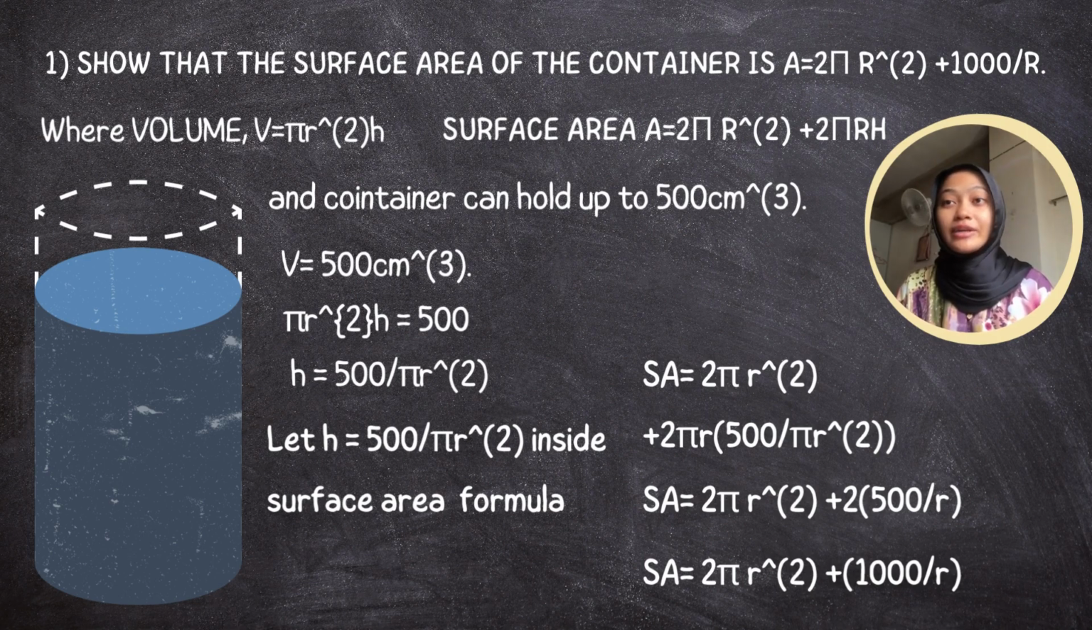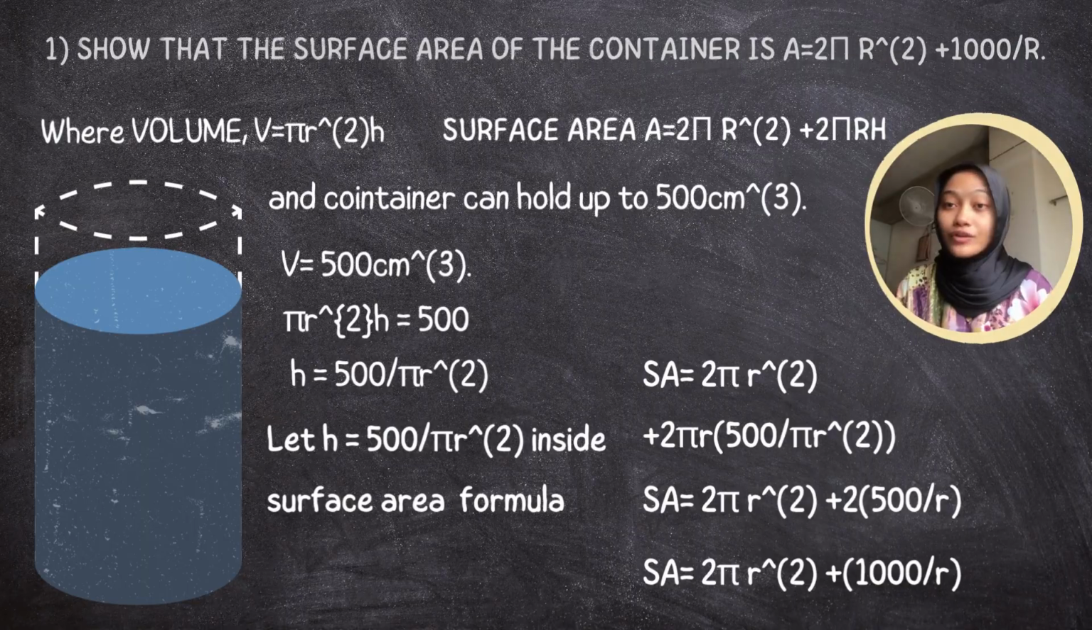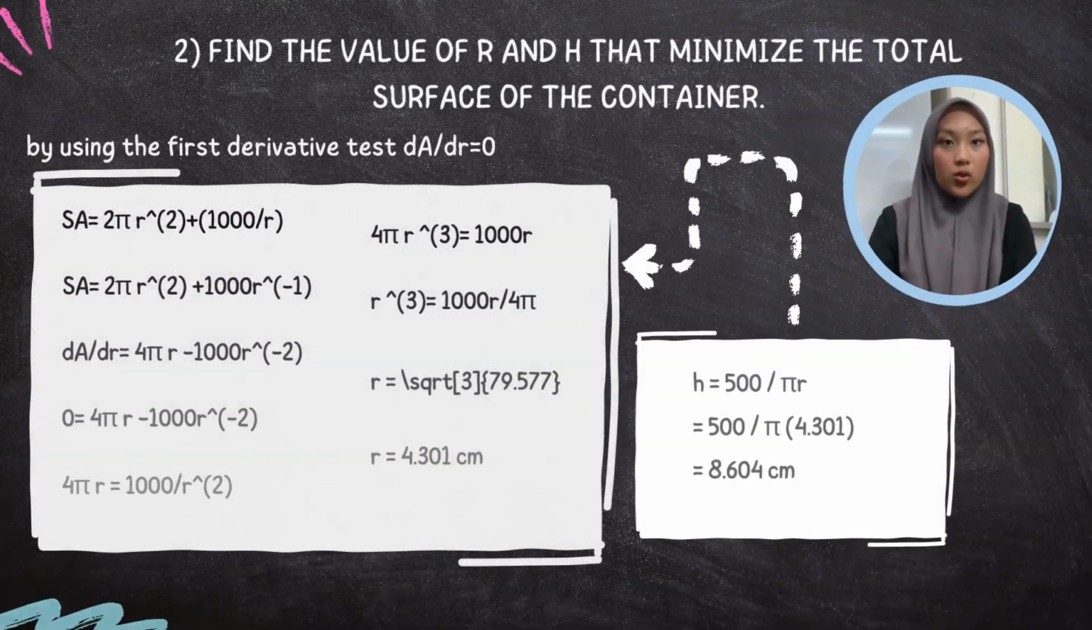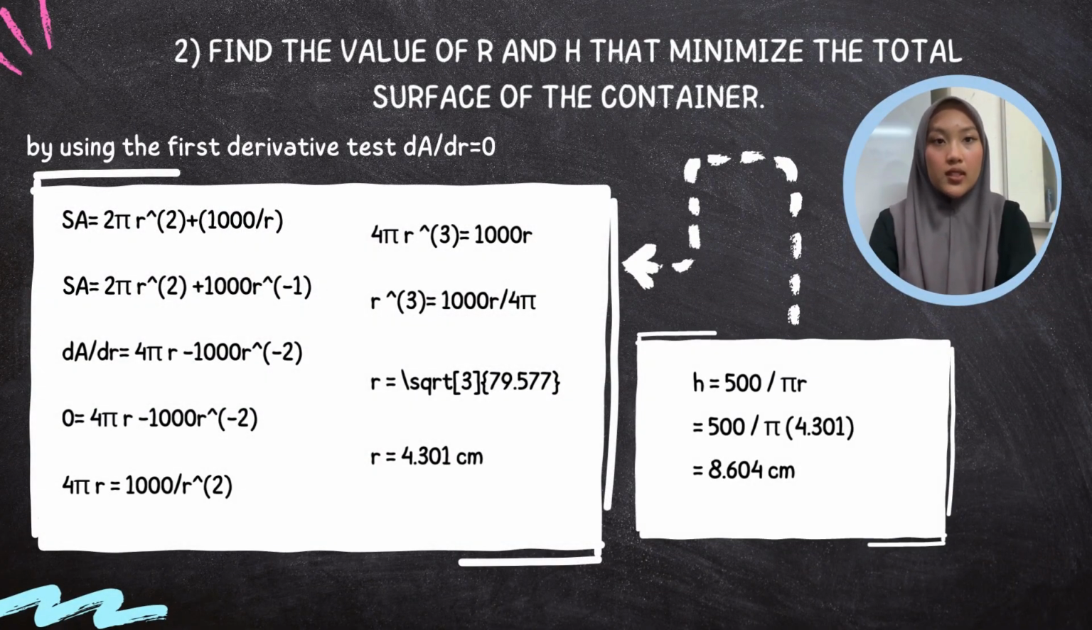In the next equation, we can get 2 pi r squared plus 2 in bracket 500 over r. Here, we can multiply 2 and 500, so we show that surface area is equal to 2 pi r squared plus 1000 over r. The second question is finding the value of radius and height that minimize the total surface area of the container.